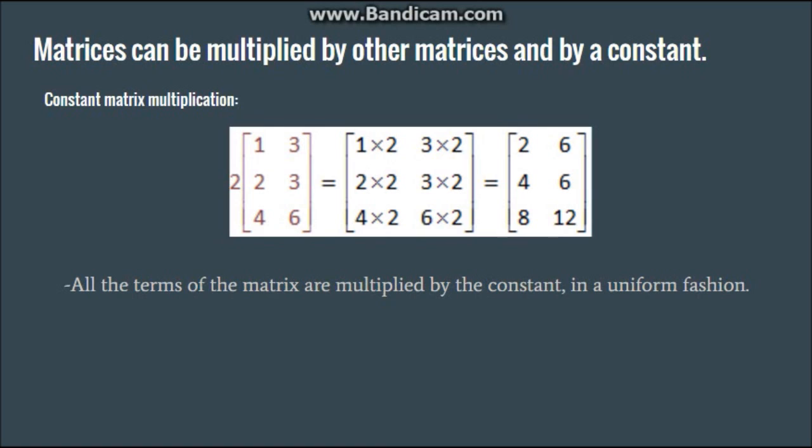Okay, right. So as Alastair said, there's a way to multiply matrices, but matrices can also be multiplied by a real number, and they can also be multiplied by other matrices. So as for constant multiplication or real number multiplication, you can just multiply all the terms in a matrix uniformly by the constant. In this case, the constant is 2, and we get this matrix as a result.